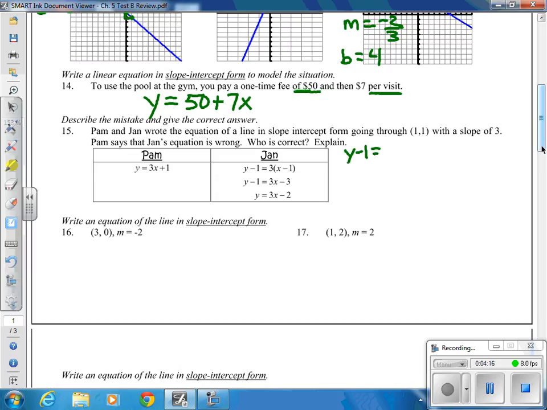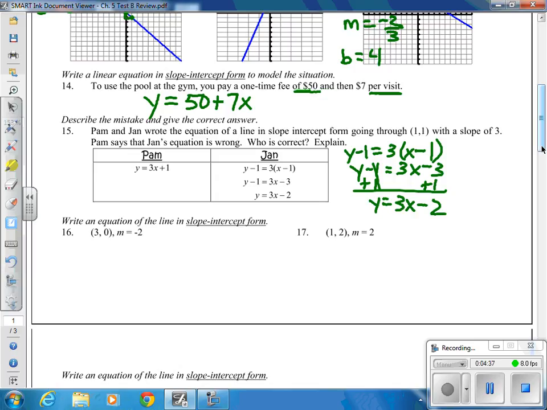If she does y minus 1 equals 3 times x minus 1 and solves it, that means she's going to distribute, so she gets y minus 1 equals 3x minus 3, add the 1 to the other side, and she should come out with y equals 3x minus 2, which she did. So all of her work is right, and she used the point and the slope correctly.